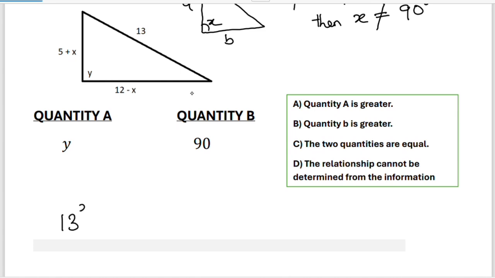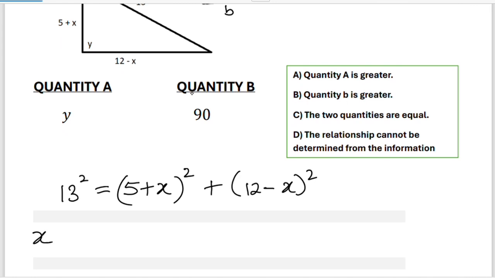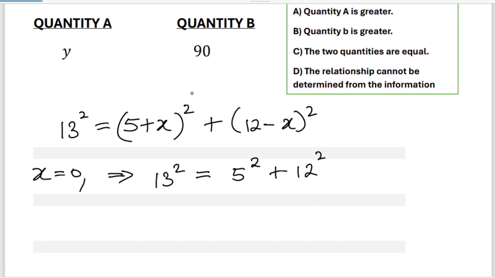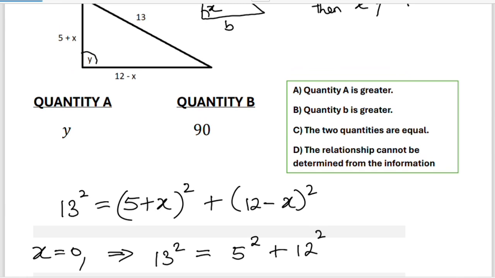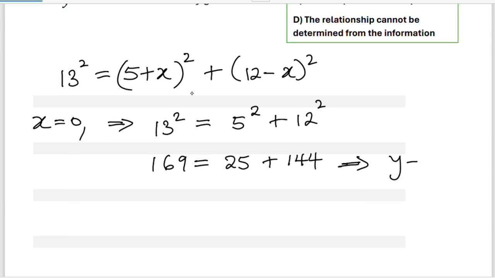So let's do 13 squared equals 5 plus x squared plus 12 minus x all squared. And let's pick a condition where x is equal to 0. This implies that 13 squared equals 5 squared plus 12 squared. And is this correct? Yes, because 13 squared is 169, 5 squared is 25, 12 squared is 144, and this is correct. So because it's correct, this simply implies that the angle here, which is y, is going to be equal to 90.